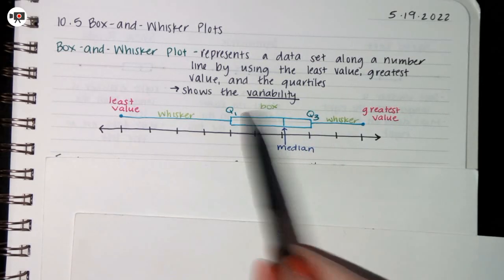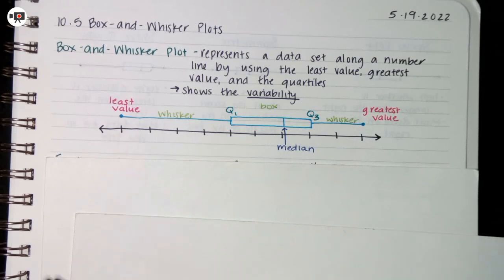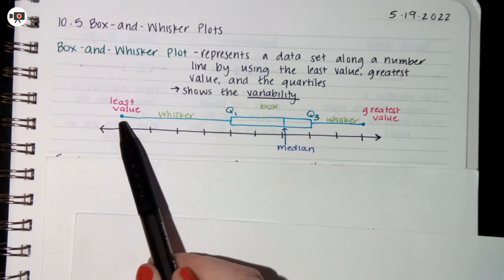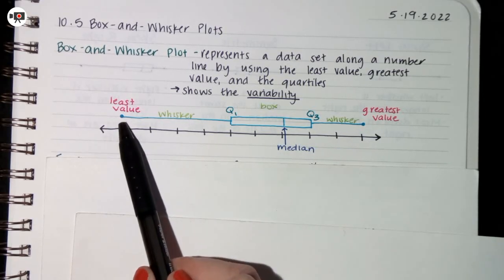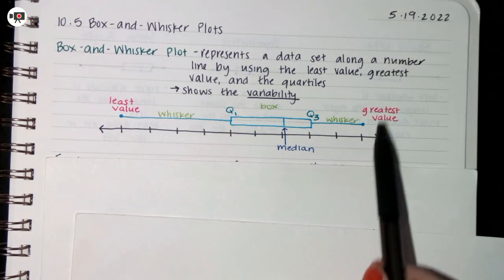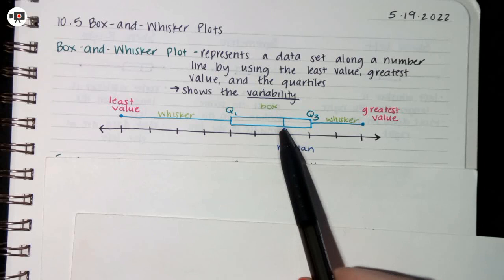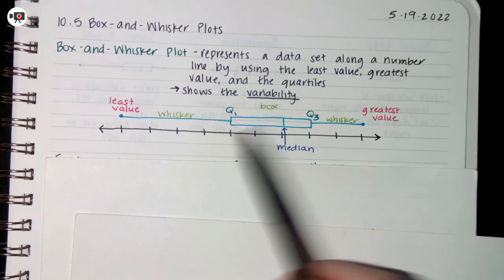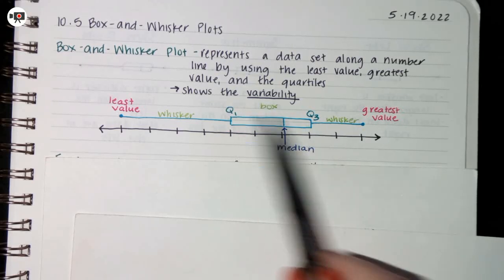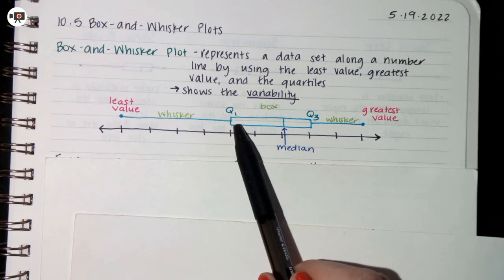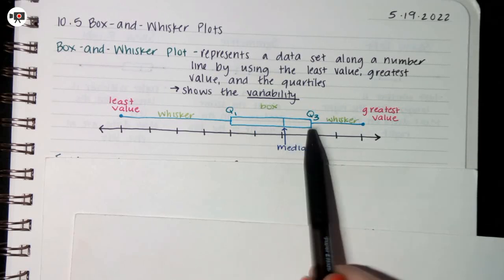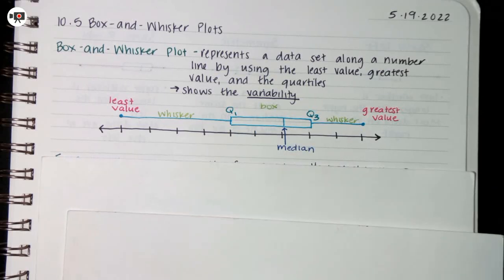We have the box and we have the whiskers extending out to the side. On the left side we have the least value and we put a dot. On the right side we have the greatest value and put a dot. The median gets a line, quartile 1 gets a line, and quartile 3 gets a line, and then we connect those to make the box in the middle. This box represents the middle half.